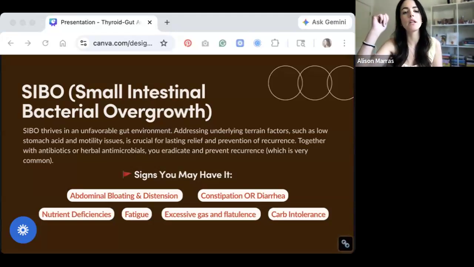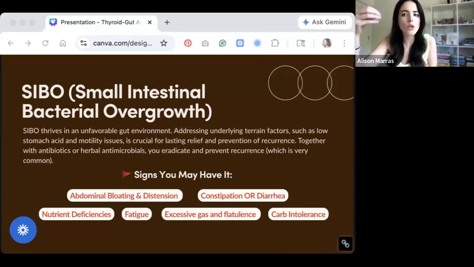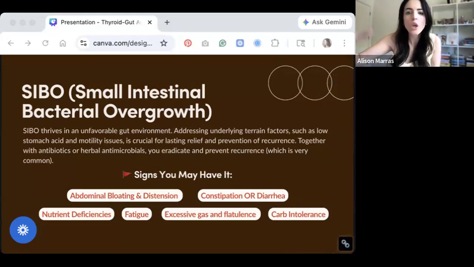So these are the signs you may have it. The hallmark thing is really bad abdominal bloating and distension, especially by the end of the day. Okay. And with meals. Constipation or diarrhea, nutrient deficiencies again, fatigue, excessive gas and flatulence, and then even carb intolerance. This is where the low FODMAP situation comes in, which I'm not a fan of. Not a fan of. And it's just important to know, if you eat carbs, even healthy ones, a potato, some rice, something like that, and you're like, oh, I can't deal with this. Like I'm immediately bloated. I immediately feel sick. This is important to know.